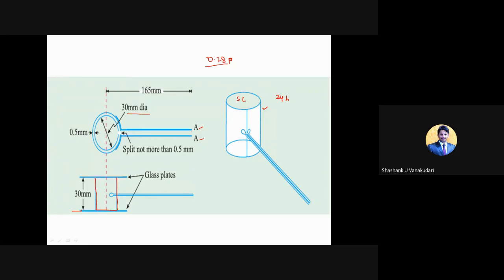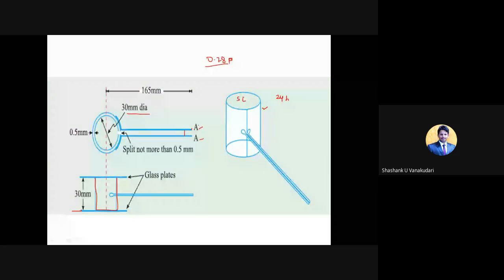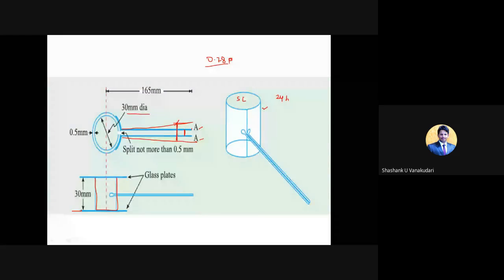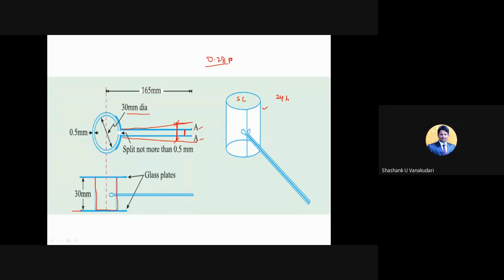I mean the distance between these two indicators you need to measure, because that shows how much it is going to expand from this split cylinder. If it expands, of course it will be in this way. Clear? Then you measure the distance between these two indicators and note it down, and it should not be more than 10 mm. If it is less than 10 mm, that is the permissible limit of the cement.